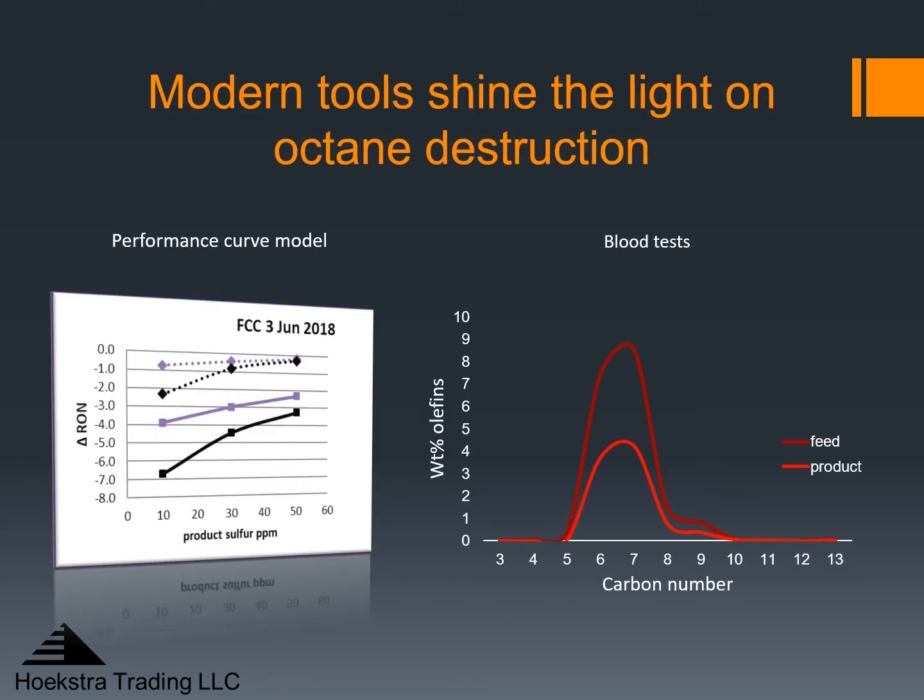Modern tools shine the light on octane destruction and gasoline desulfurization. I believe all refineries who make Tier 3 gasoline should have the data and tools we developed in our 3-year research program, including this performance curve model and the analytical methods that we call the blood tests. Actual commercial practice is far behind the available technology for this gasoline desulfurization process. When you shine a light on what is happening in your unit, improvements can almost always be achieved quickly and often with no capital investment.